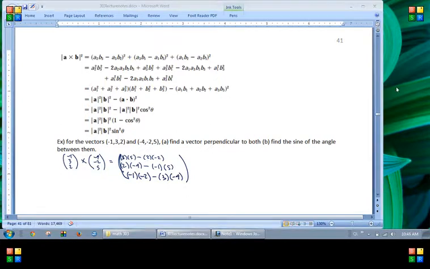And the rest of the calculation is just arithmetic. So that gives 15 plus 4 is 19. Negative 8 plus 5 is negative 3. And then 2 plus 12 is 14. And that's just the resulting vector. That's a perpendicular. So this is the cross product, and we know that the cross product is perpendicular to the original two vectors. So that's part A.